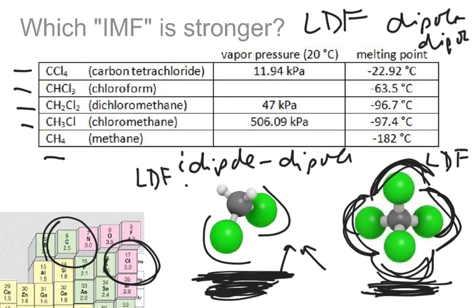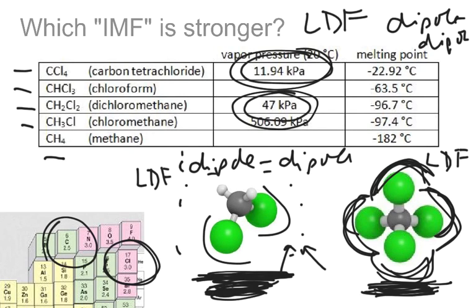But if I'm given some information, for example, the vapor pressure of carbon tetrachloride is only 11.94, whereas for dichloromethane it's 47. So this has a greater vapor pressure because more particles are able to escape. That means weak intermolecular forces. And this one has a lower vapor pressure because it must have stronger intermolecular forces.